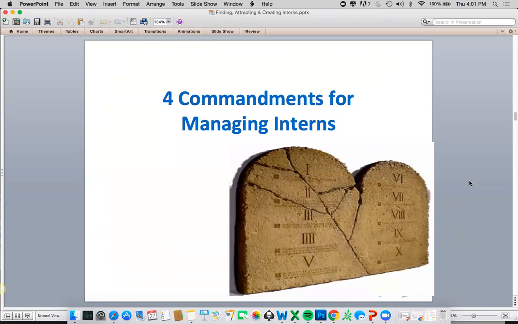Now, instead of spending too much time focused on the detail, what I want to give right now are what we call the 4 commandments for managing interns. So this is how you take someone who is just an intern and you start molding them into your future superstar. And if you follow these commandments, you're going to have a very, very beneficial experience for everyone involved.